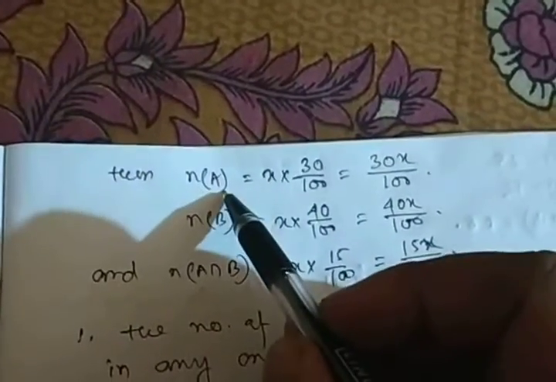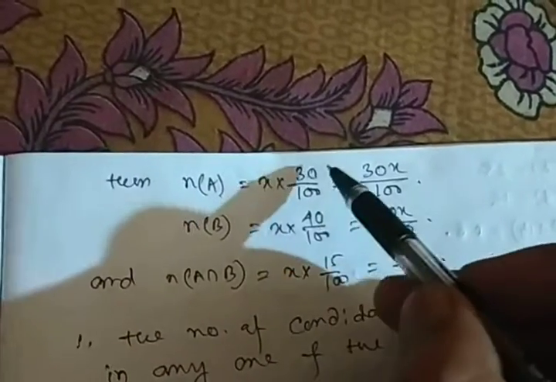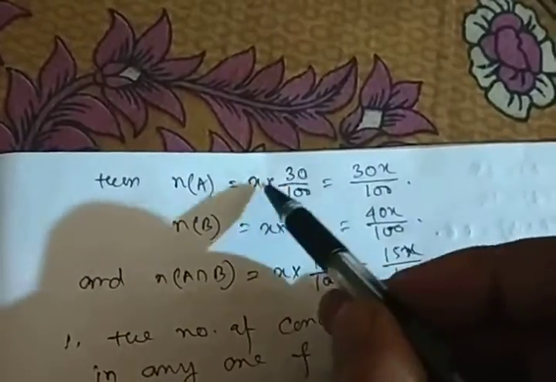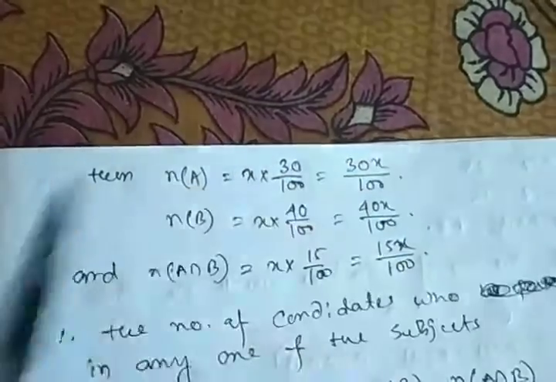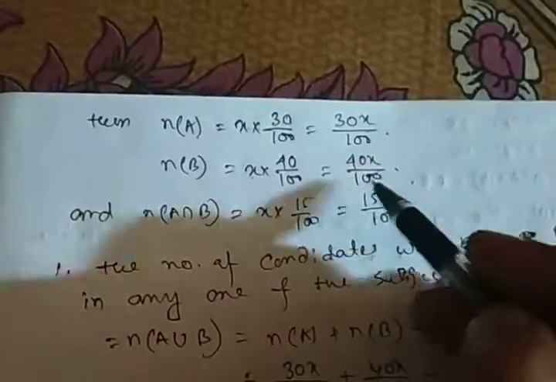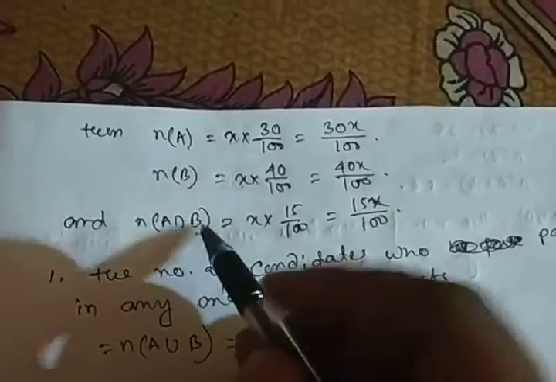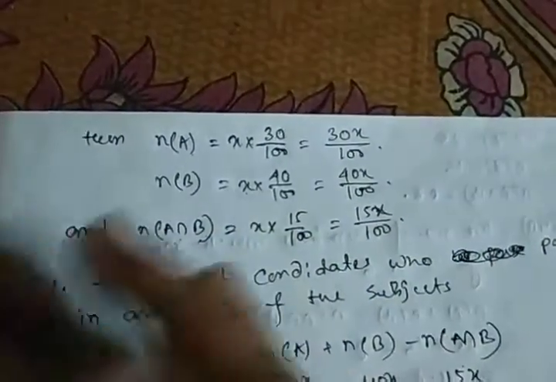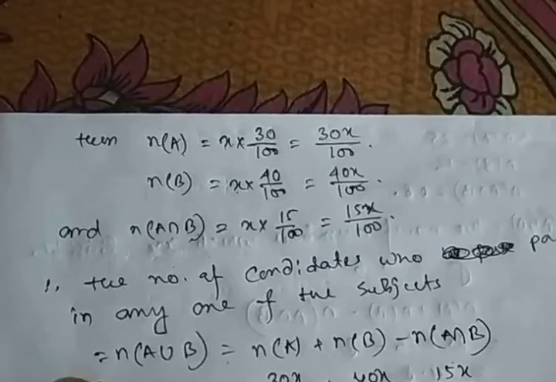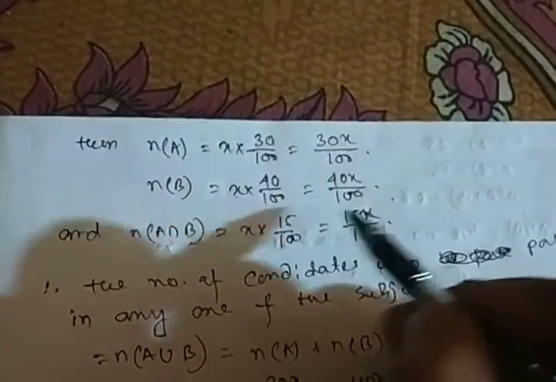Okay, now according to the problem, n of A is 30% of the total candidates. The total is x, so 30% of total candidates will be x into 30 by 100, which is 30x by 100. Similarly n of B equals 40% of the total candidates, which is 40x by 100. And n of A intersection B means the total number of candidates who passed both the subjects, which is 15%, so 15x by 100.